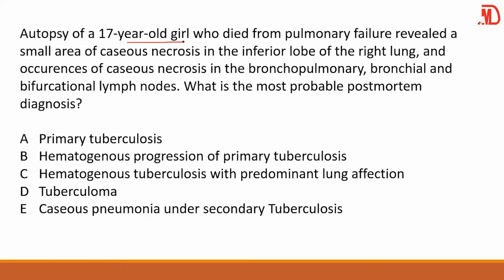Autopsy of a 17-year-old girl who died from pulmonary failure revealed a small area of caseous necrosis in the inferior lobe of the lung and occurrence of caseous necrosis in the bronchopulmonary, the bronchial, and in the bifurcational lymph nodes. What is the probable postmortem diagnosis? So what kind of disease are we looking at in this question? Because there's caseous necrosis, we are looking at a primary tuberculosis.